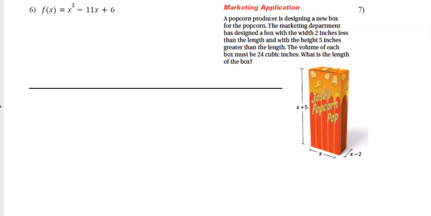So on this one, when I do my P over Q, I got positive 6. So that's plus or minus 1, plus or minus 2, plus or minus 3, plus or minus 6. The bottom, plus or minus 1. So I need to test these. So I have 8 things I need to test.